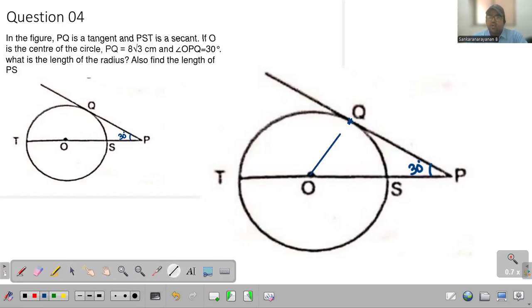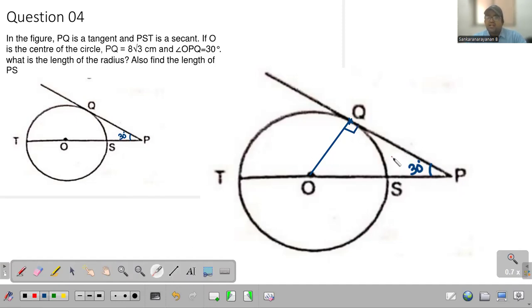So what about our OQ? OQ can be considered as the radius of the circle, correct? And the radius makes 90 degrees with the tangent at the point of tangency. They cut at 90 degrees to each other. Yes or no? So I shall just indicate that this has to be 90 degrees at the point of tangency.